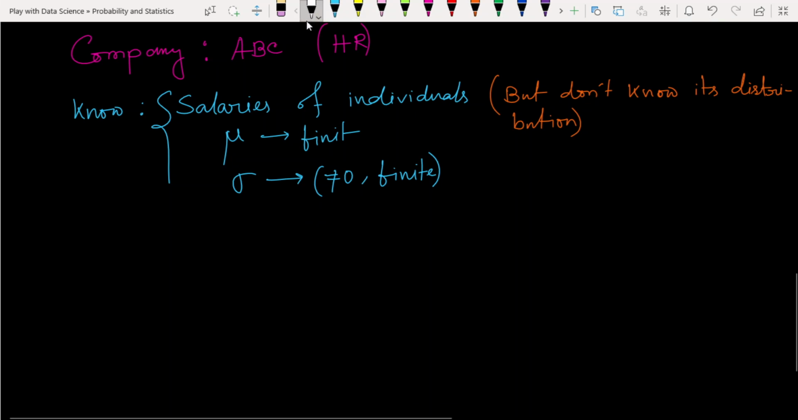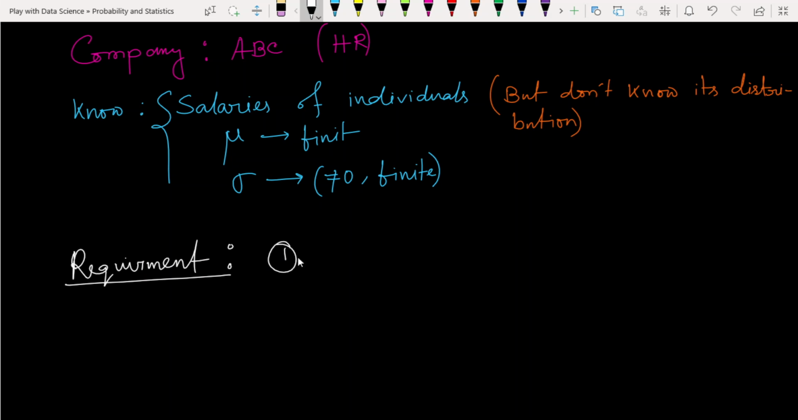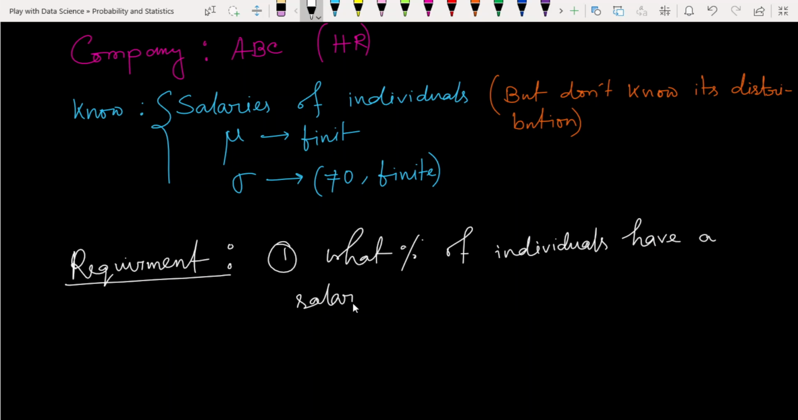But our requirement for this company is, first, what percentage of individuals have a salary in the range of, suppose, 20k to 60k?